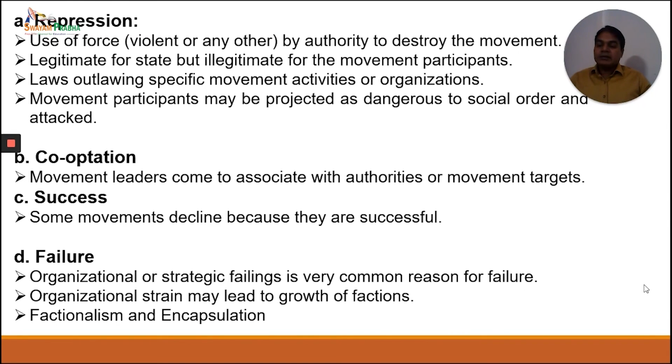And the last meaning of decline is that it represents a failure. Organizational or strategic failings are a very common reason for failure. So the movement, without achieving its goal, has failed because of different reasons, because of organizational disputes, or because of the emergence of factions within it. Factionalism is one of the basic reasons for the failure of movements, where different factions, different groups may emerge within the movement, which may claim that they are the true representation of the movement organization. So these are the four different forms of decline identified by Frederick D. Miller. Also, it must be kept in mind that decline is not only negative in sense, it may also mean that the movement has become successful and they have achieved their goal.